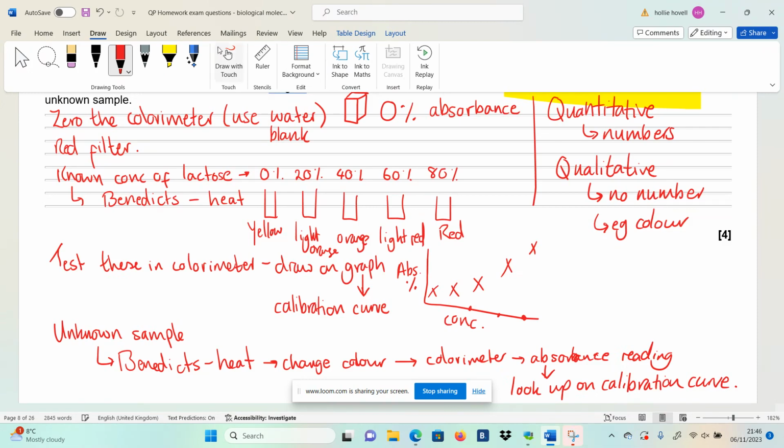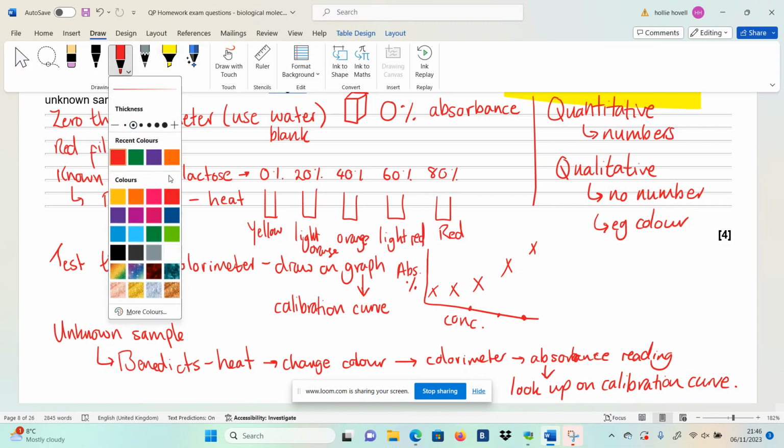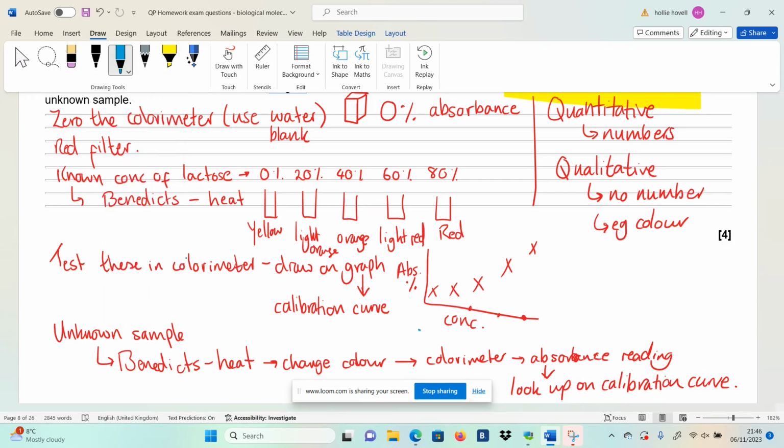Okay, so for example, if you got an absorbance reading that was something like this, then you can draw across, draw down, and you can read off what the concentration was, 0.58 or something, whatever it is. So whatever your reading is, you go across till you hit your line, go down, and you can read what the concentration was.